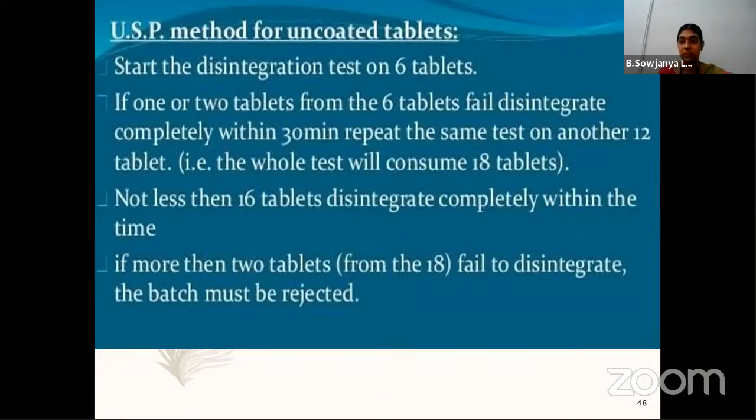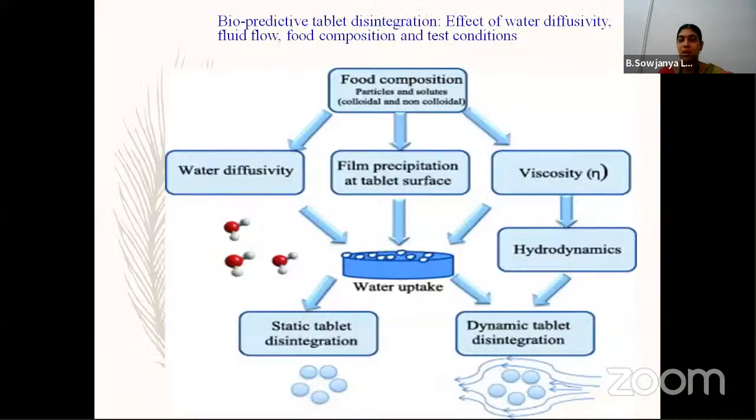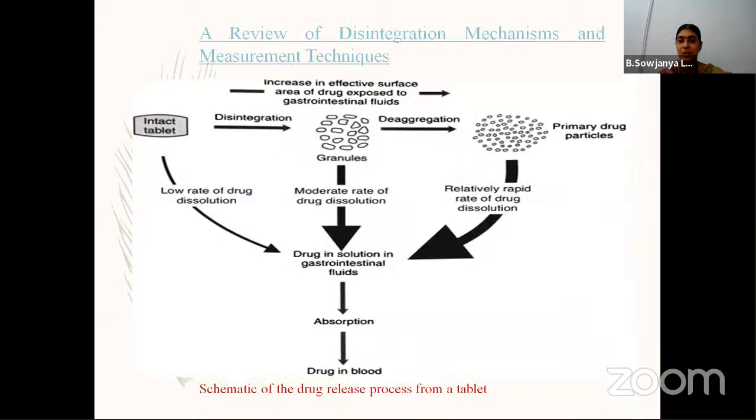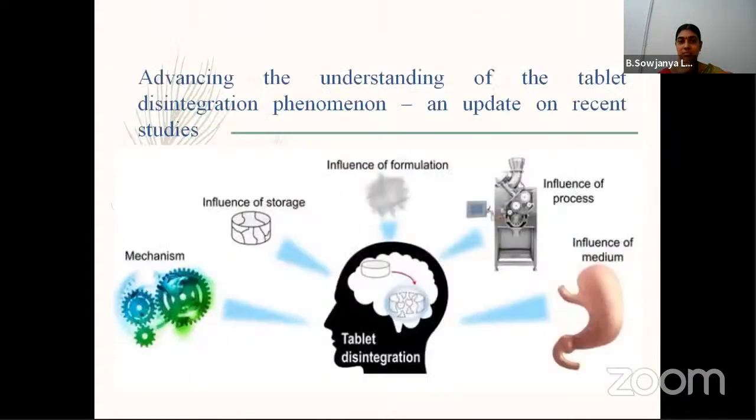The disintegration method is the same for different tablets, for uncoated tablets and coated tablets. When we take the tablet orally, the biological activity of the disintegration process is observed. First, water diffusion takes place and a film precipitation is formed on the tablet surface. Food factors, fatty meals, or a drink also affect the disintegration part. The temperature is also an important factor in tablet disintegration.